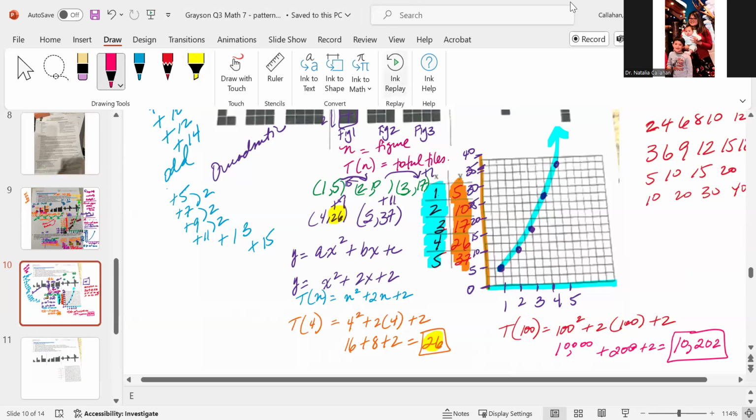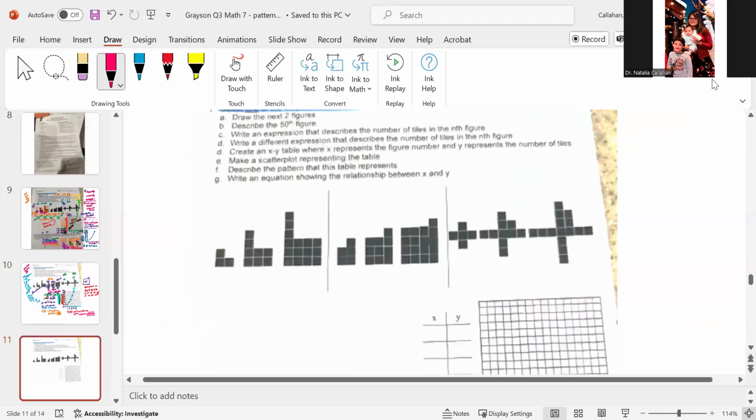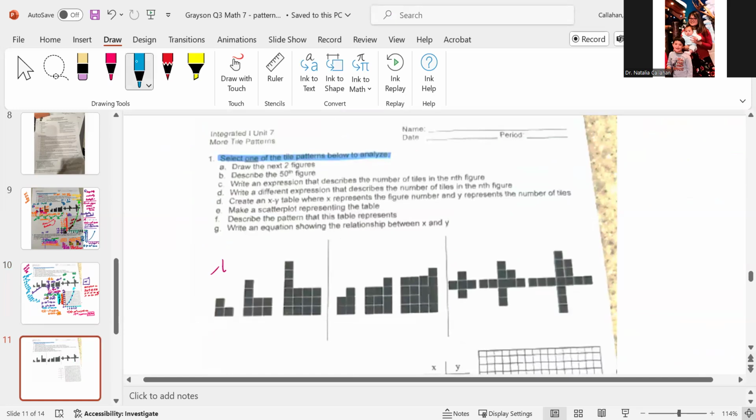So give it a try, finish it. All right, so now we're gonna move on to the third one. So this is the third one. Remember when you're doing this, you need to go ahead and label figure 1, figure 2, figure 3, n equals 1, n equals 2, n equals 3, t of 1, t of 2, t of 3.